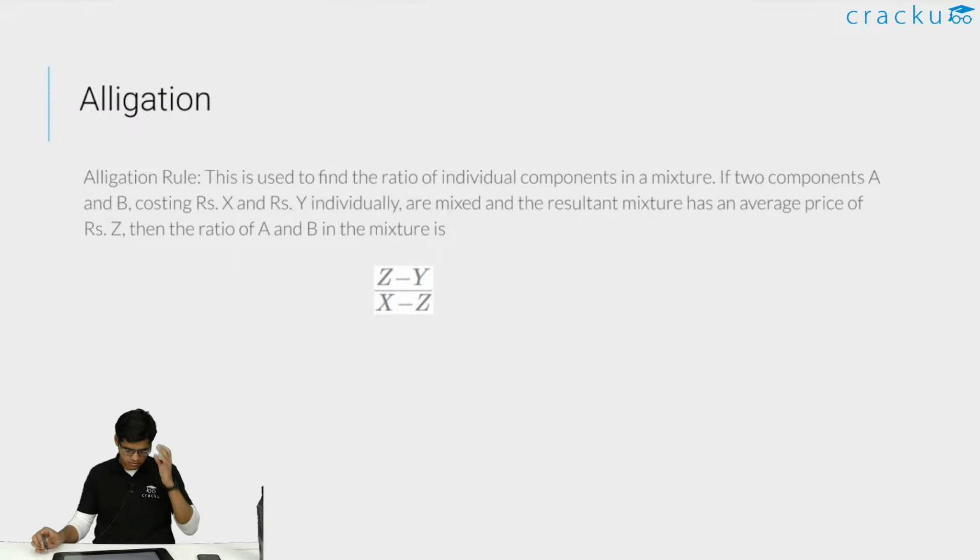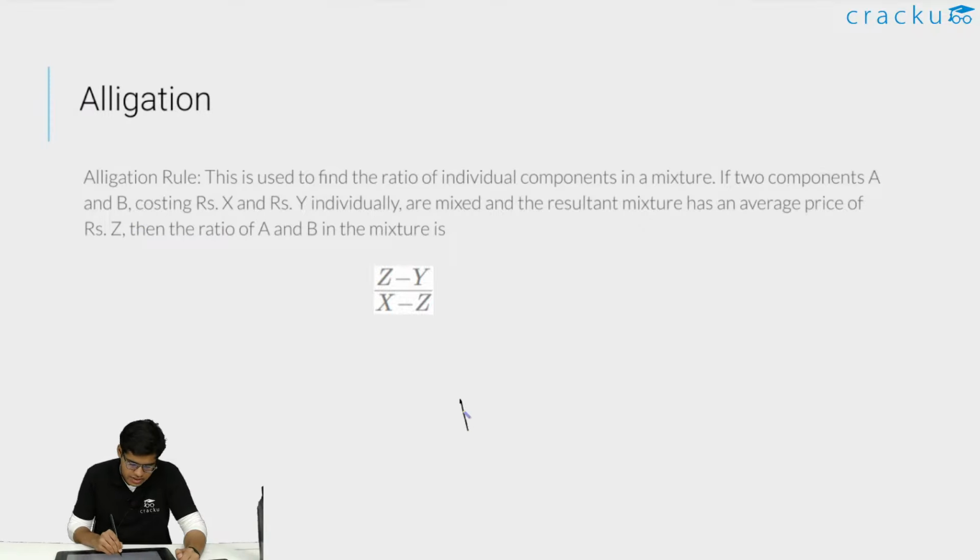So now we'll study allegation. Now allegation is basically, let's read first the allegation rule. So this is used to find the ratio of individual components in a mixture, right? If two components A and B costing rupees X and rupees Y individually are mixed, and the resultant mixture has an average price of rupees Z, then the ratio of A and B in the mixture.